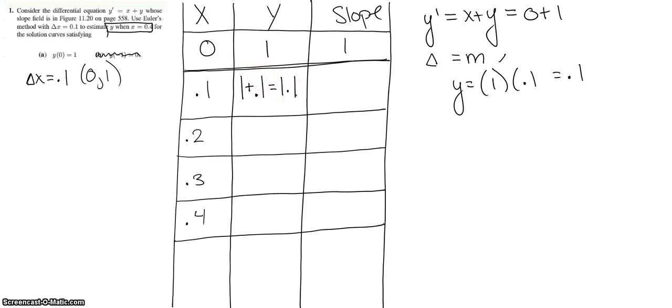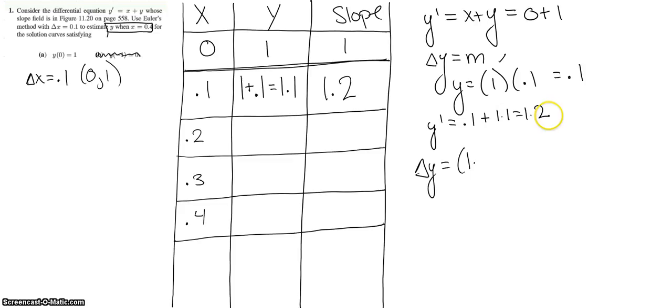We plug those values into the slope formula. So we have y prime equals 0.1 plus 1.1, which equals 1.2. Then we do this step again, going delta y equals the slope, 1.2, times change in x, which is 0.1, which is 0.12, and then we add that to the previous. So 1.1 plus 0.12, which equals 1.22.